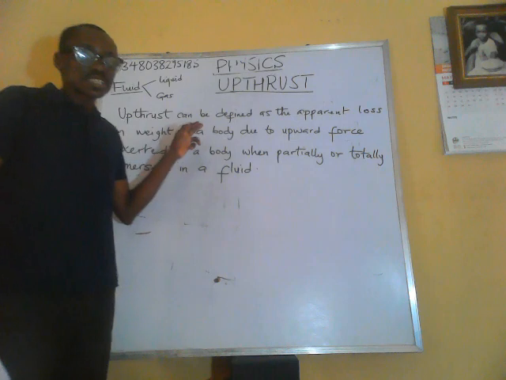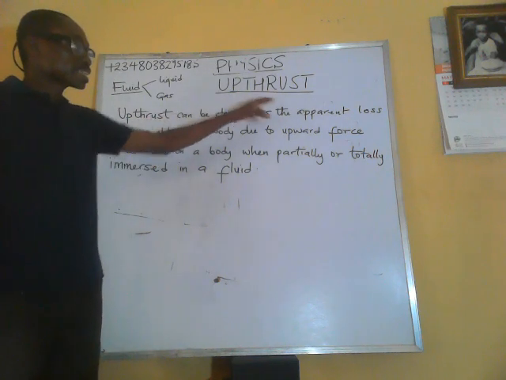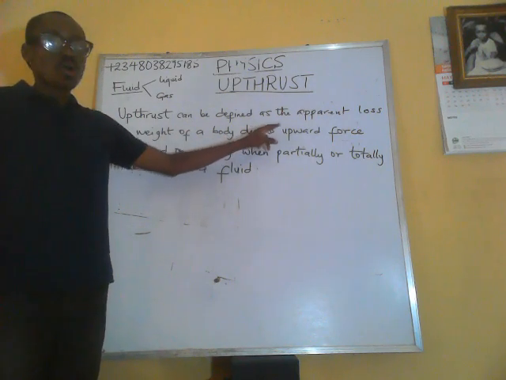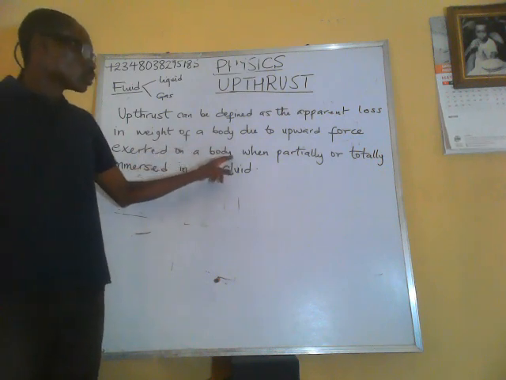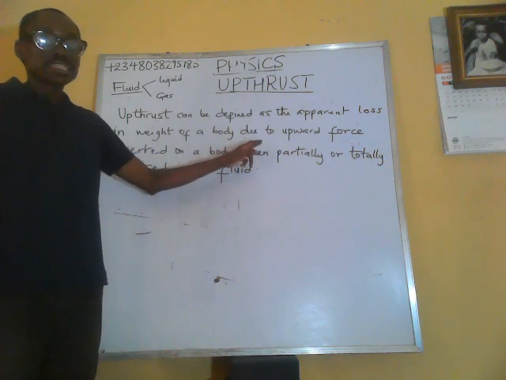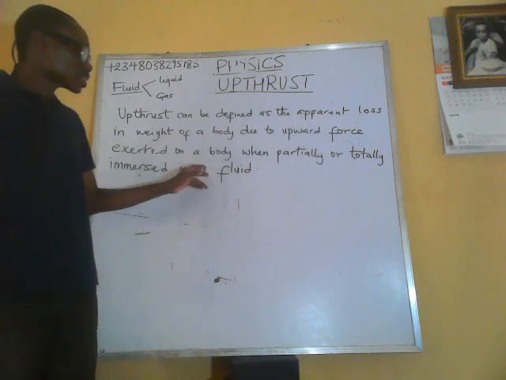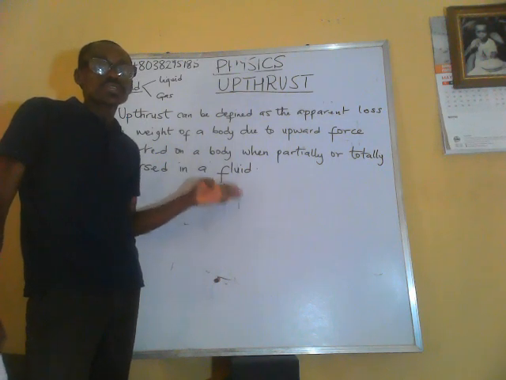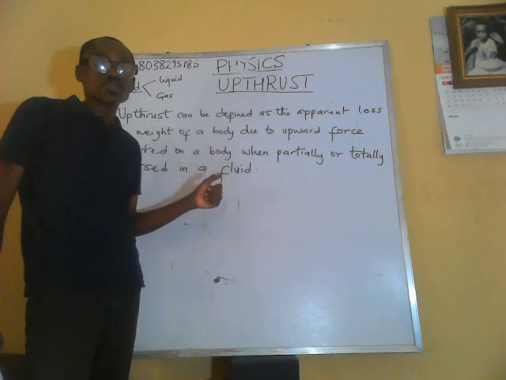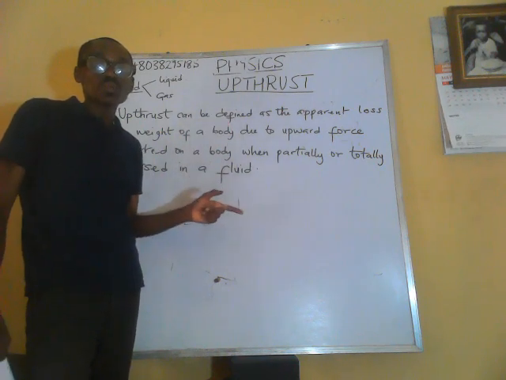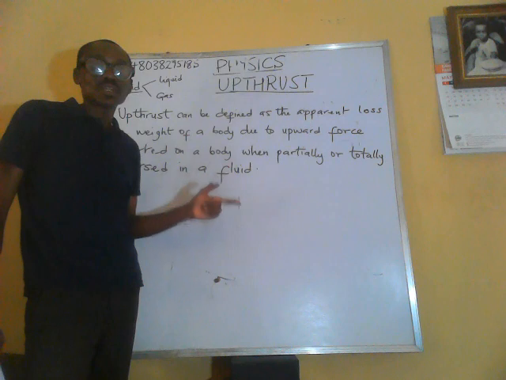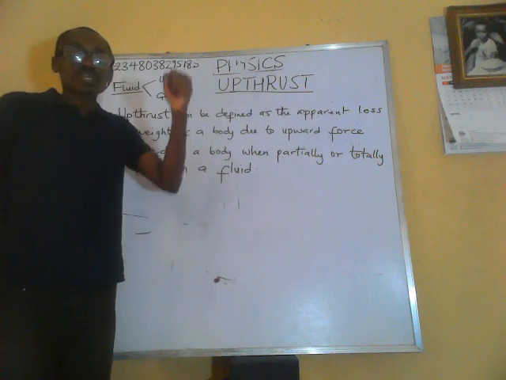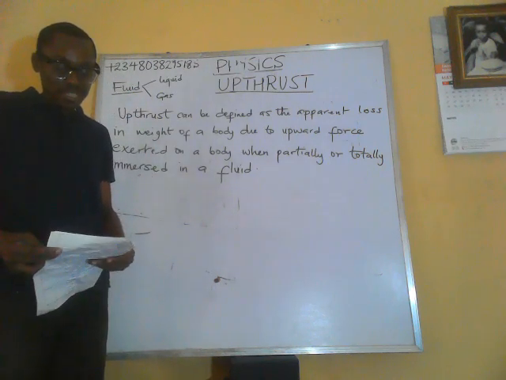So we can define upthrust as the apparent loss in weight of an object due to the upward force exerted on that body when it is partially or totally immersed or submerged in a fluid. This implies that whenever a body is immersed in a fluid, it is going to experience a loss in weight. There will be an upthrust, an upward force that acts on the body. That is the implication.